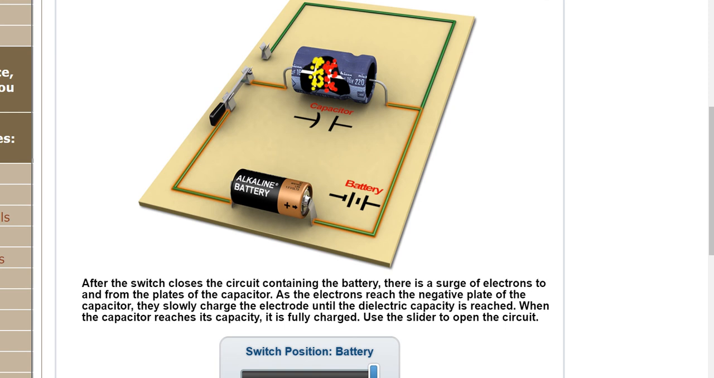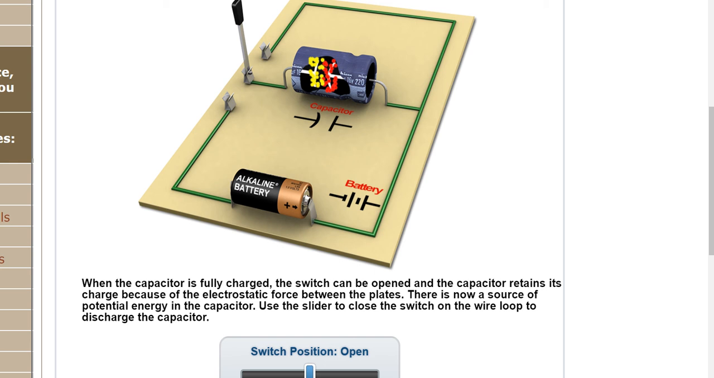I had those electrons from this plate of my capacitor moving through the wire, through the battery, up through this switch, into the other side. So I got it to the point where I have one negative plate and one positive plate. Again, positive not because of the movement of positive charges, but because of the lack of electrons. Now when I open my switch, all those charges stay there.